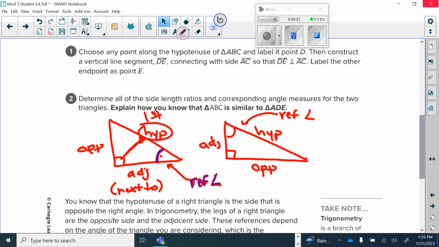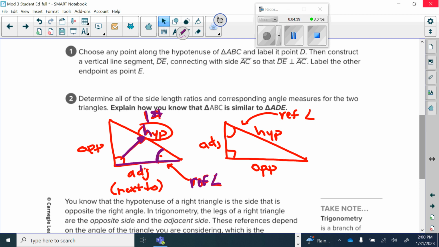So remember, adjacent. Well, first off, you always name the hypotenuse first so you don't blow it. Hypotenuse is the longest side, always across from the 90-degree angle. So hypotenuse, name first. That's what 1ST, first.